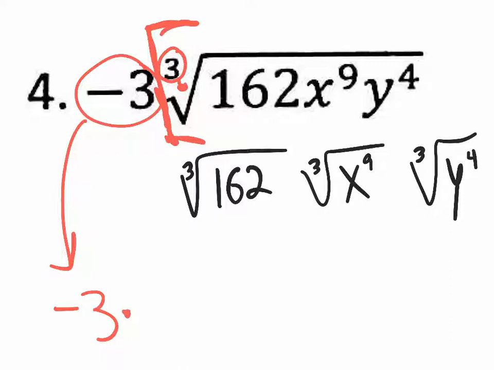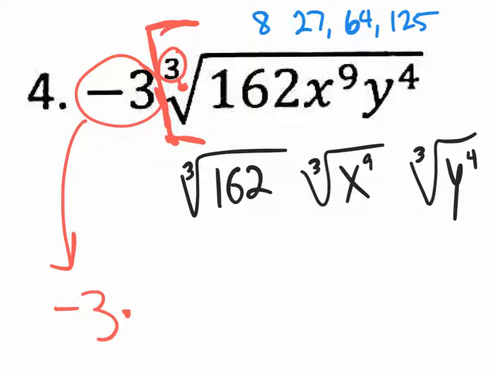So 162, I need a perfect cube number that I could use with multiplication to rewrite the 162. So I know that 8 is a perfect cube number. I know that 27 is a perfect cube number, right? 3 times 3 times 3 is 27. 4 times 4 times 4 is 64. That's a perfect cube number. 5 times 5 times 5 is 125. So we're going to be dealing with one of these numbers.